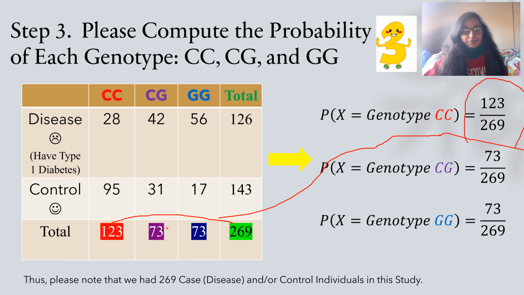So we do that for the others. We take 73 and divide that by 269, and that's how we get the probability of genotype CG. And then we can find the probability of GG as well, because it's 73 over 269 as well. So that's how we find the probability of each genotype.